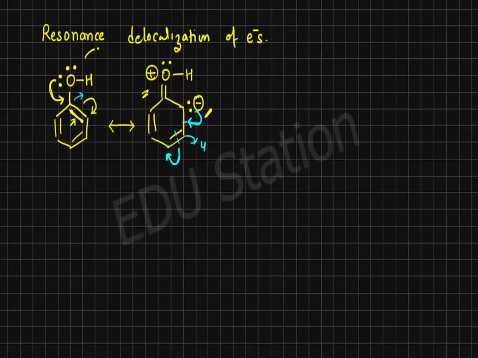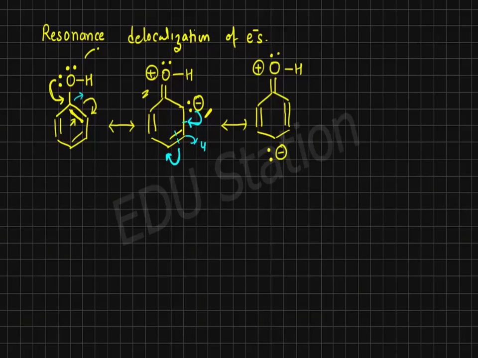So, the third structure is like this. You do not change anything at the top, it is double bond O, one lone pair H plus, double bond over here, double bond on this side, negative. So, this is your third structure of phenol.